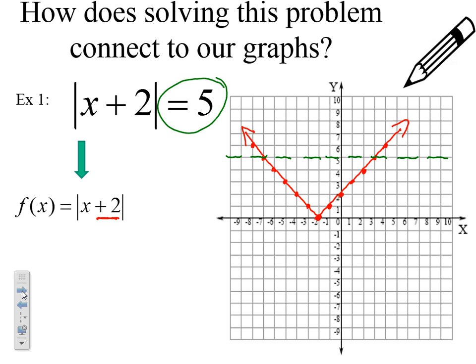So the graph equals 5 right here. So that's going to be at negative 7. And the graph equals 5 right here. And that equals 3. So it's going to equal 5 at 2 different points on our graph. So our solutions are x equals negative 7 and x equals 3. Because that is where our absolute value graph intersects with 5.